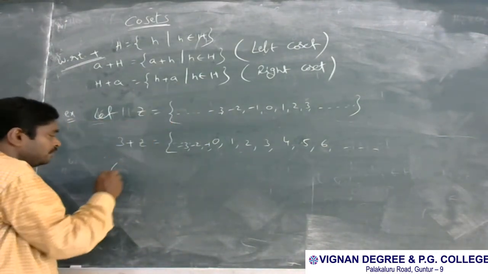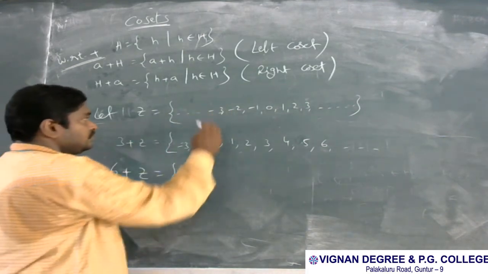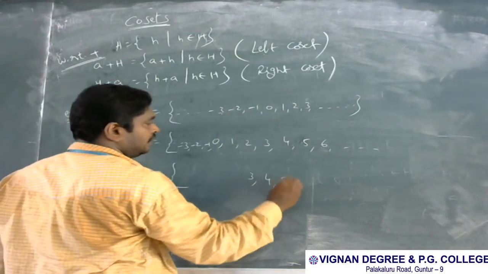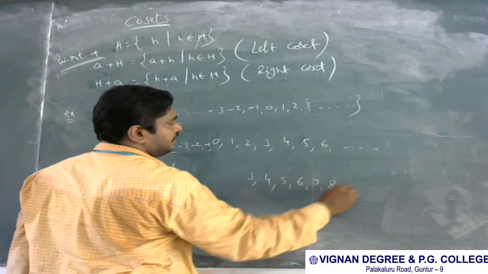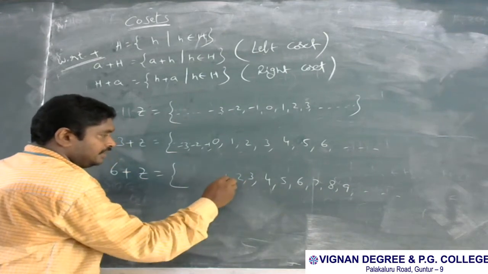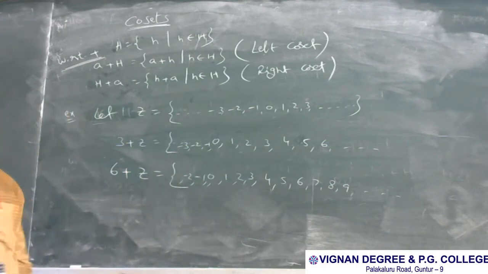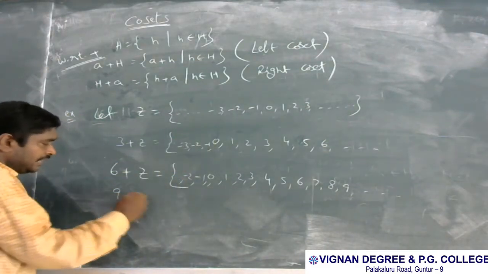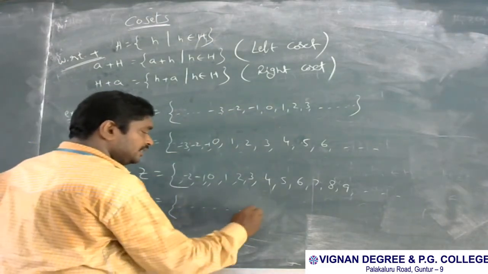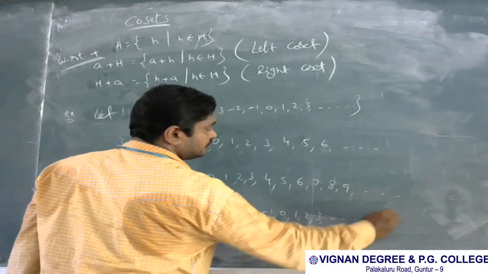Now I am writing 6 plus Z. 6 plus Z means the same thing. 6 minus 3 is 3. 6 minus 2 is 4. 6 minus 1 is 5, then 6, 7, 8, 9, and so on. Also on this side we get 2, 1, 0, minus 1, minus 2, and so on. Same way, I am adding 9 plus Z. So what do we get? So on. Similarly, minus 2, minus 1, 0, 1, 2, 3, and so on.